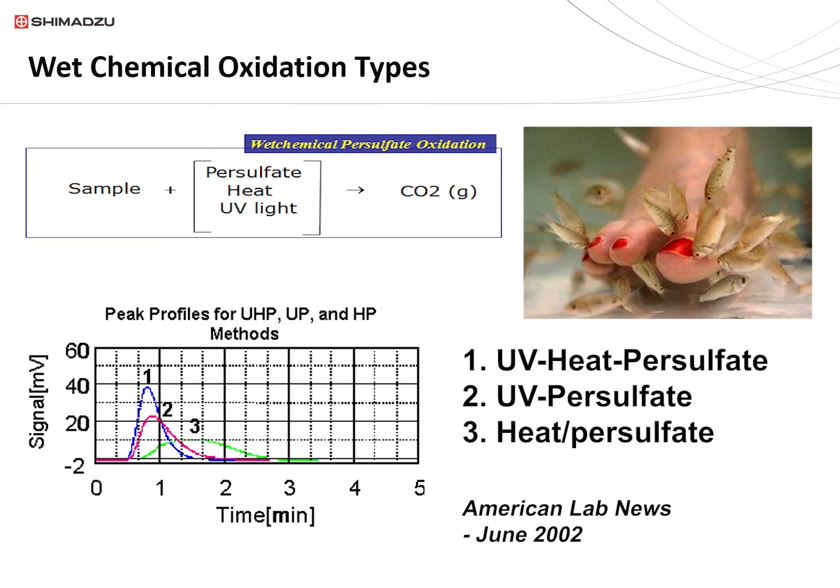The graph shows an example of a measured compound with heated persulfate in 3, UV persulfate in 2, and UV heated persulfate in 1 on the Shimadzu TOC-VW. The heated UV persulfate had the fastest oxidation method, since as one customer put it, it was like hitting it with 3 hammers instead of 2. This was published in American News, June 2002.